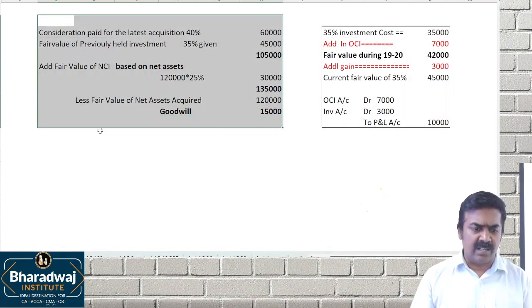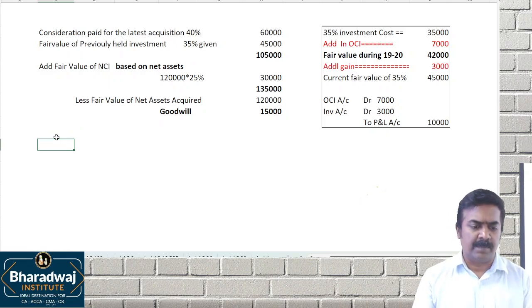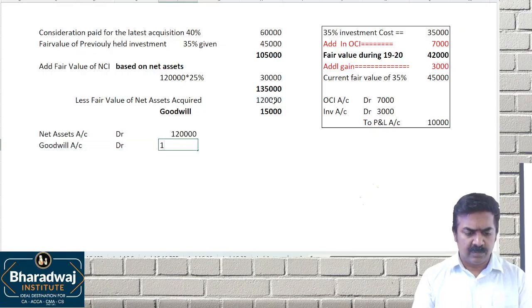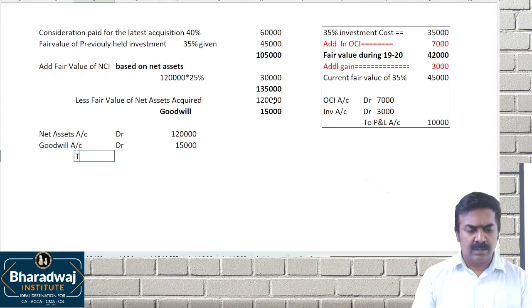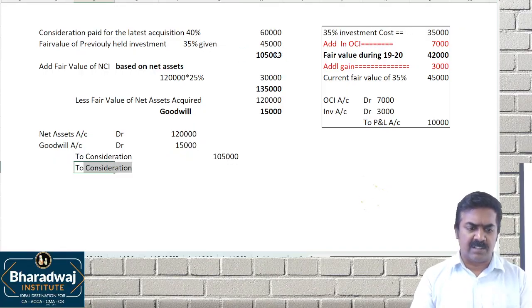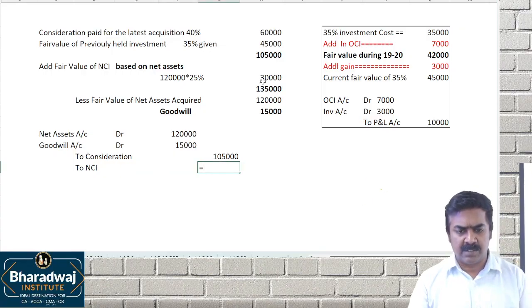For this, what is the entry we'll pass? Net assets account debit, how much value? 1,20,000. Goodwill account debit 15,000 to consideration. Consideration fair value how much? 1,05,000, or you can say investment, to NCI based on proportionate net assets, how much? 30,000.